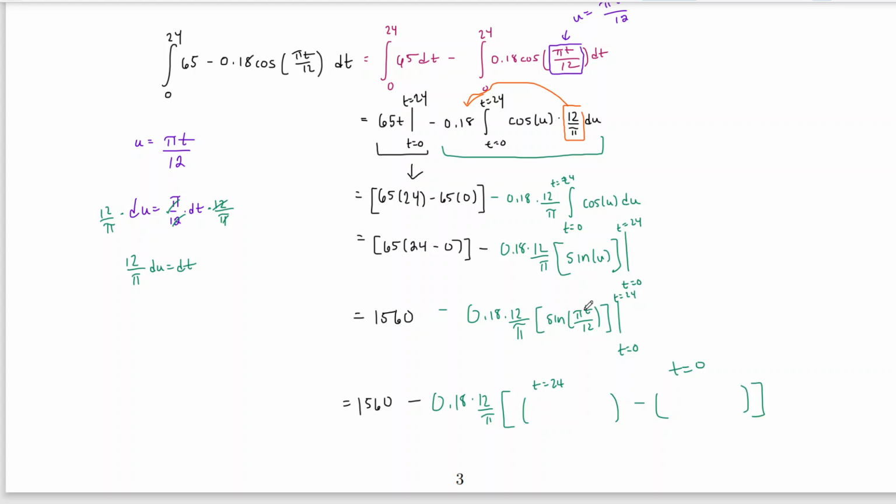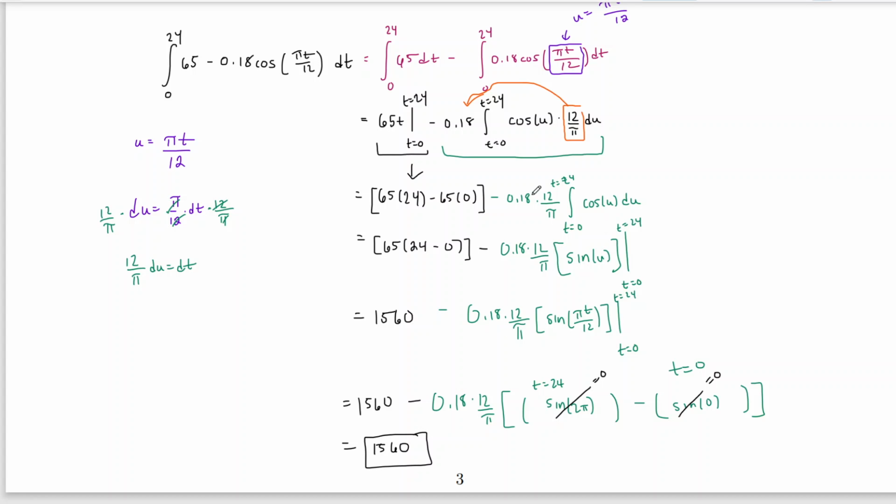So t equals 24. If you plug in 24 for t here, you get 24 pi over 12, which is 2 pi. So it's sine of 2 pi. Minus t equals 0, well, we get sine of 0. And hopefully you remember, but if not, you can type it in your calculator. Sine of 2 pi and sine of 0 are both 0. So in fact, we're multiplying this thing by 0 and that goes away. So we're just left with 1560.